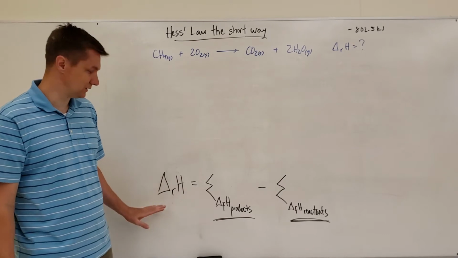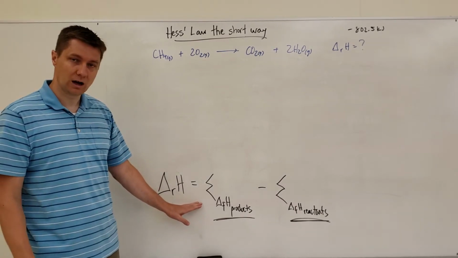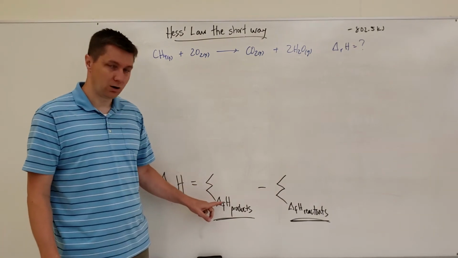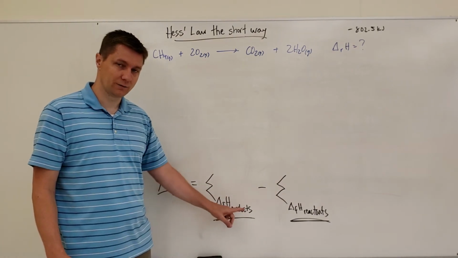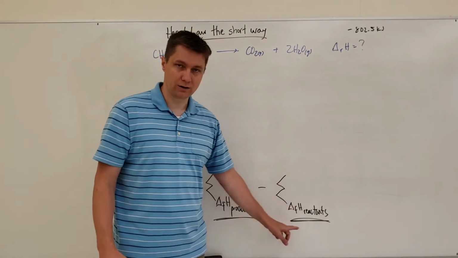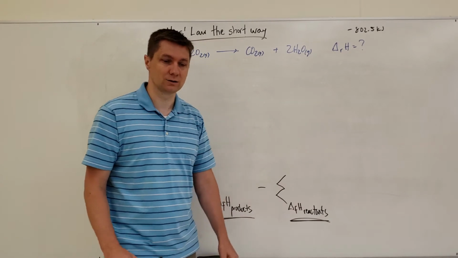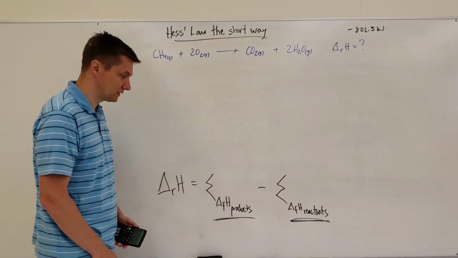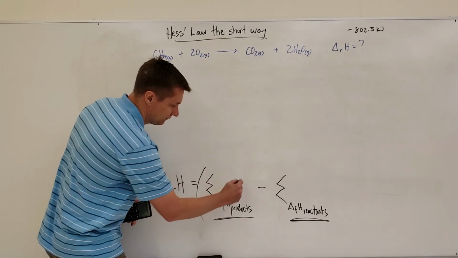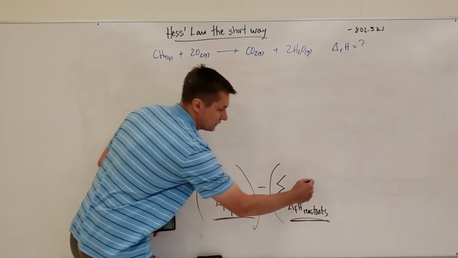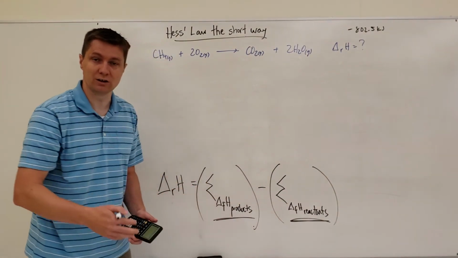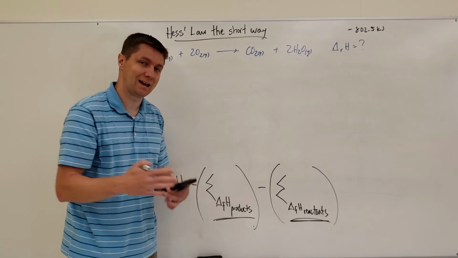And all this says is that the heat of reaction can be calculated, or is equal to, the sum of all of the heats of formation of the products minus the sum of all the heats of formation of the reactants. Now, a couple of things to point out with this. First of all, you're going to need to make sure that you are doing the sum of these first, and then the sum of these second, before you do the subtraction. You need to make sure that you do the subtraction last.